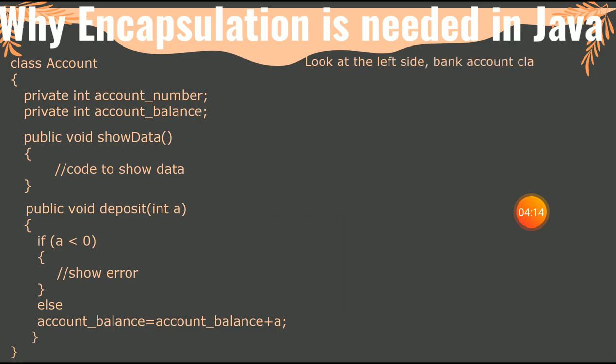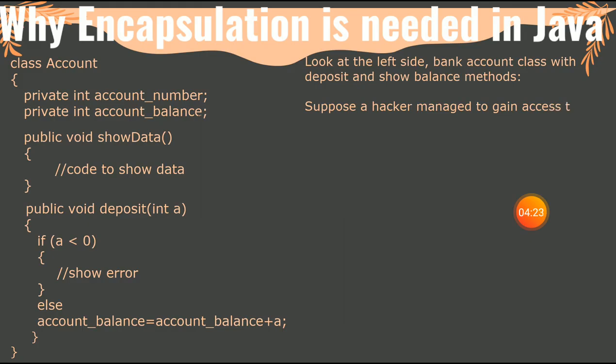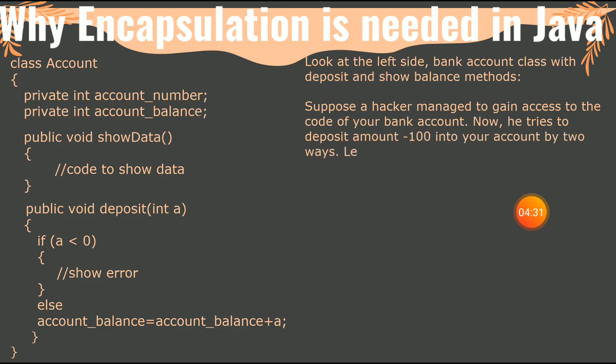Look at the left side, that program, the bank account class with deposit and show balance methods. Suppose a hacker managed to gain access to the code of your bank account. Now he tries to deposit an amount of -100 into your account in two ways. Let's see his first approach.